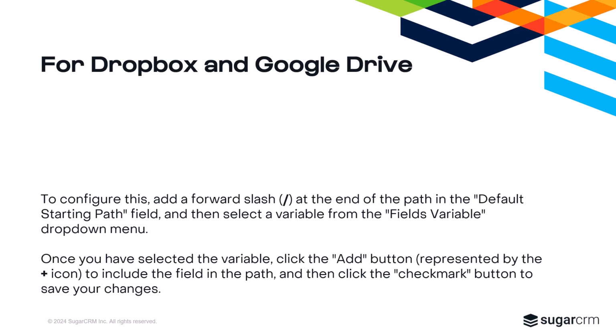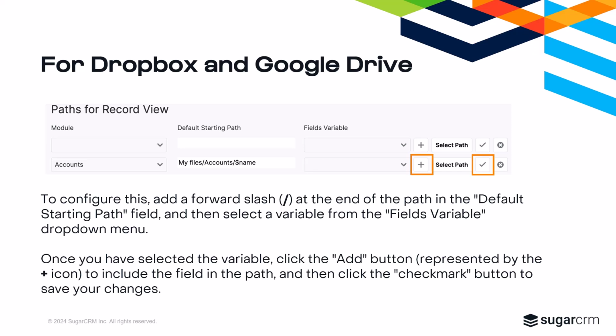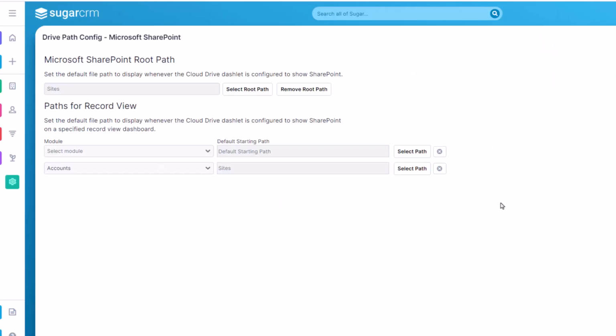Then select a variable from the field's variable dropdown. After selecting the variable, click the Add button, the plus icon, to add the field to the path, and click the checkmark button to save. To remove the file path, click the Delete button, X icon.